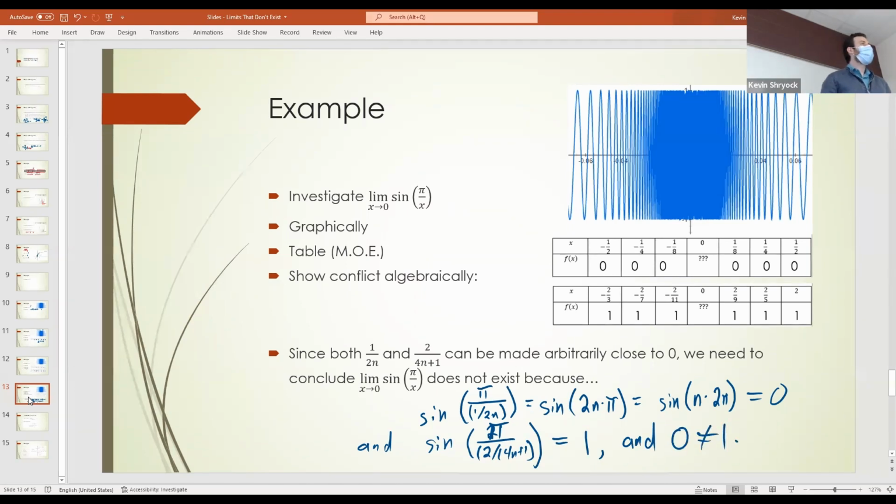We've got to get comfortable drawing and writing some sentences to explain this. Why is there no limit? Because I found an approach. It got me one answer. I found another equally valid approach. It got me a different answer. They are an example of how I am not approaching a single settling point. So the limit doesn't exist.